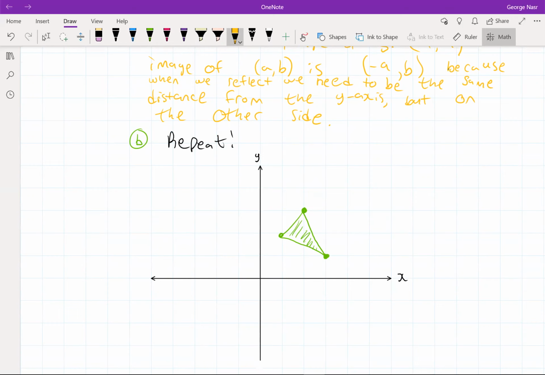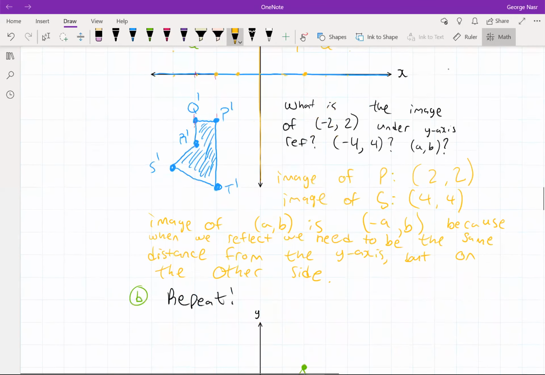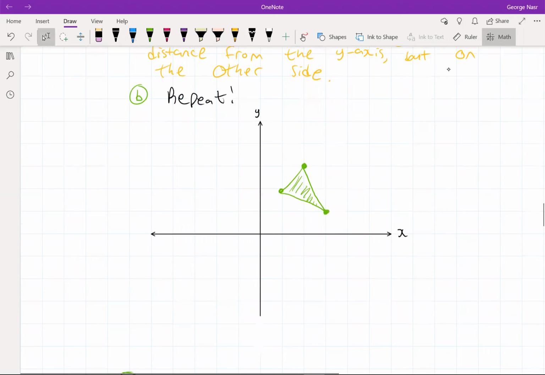Okay, so let me be consistent with my colors. For the x-axis reflection, my points should look like this. All I'm really doing for my x-axis reflection is seeing the distance to the x-axis and just flipping it over, right? That's all I'm really doing for those. So there's the x-axis reflection, and then the same idea goes for the y-axis reflection.